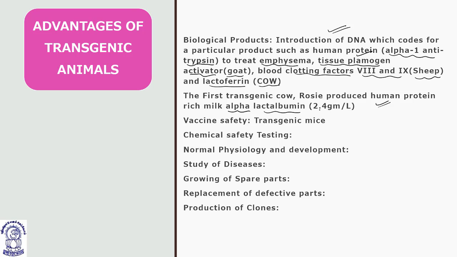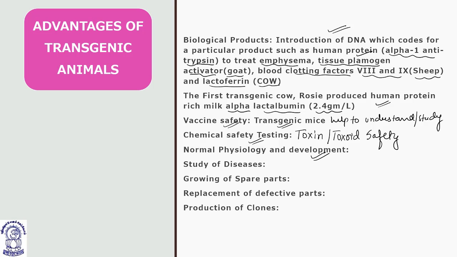The first transgenic cow, Rosie, produced human protein-rich milk, alpha-lactalbumin, having a maximum of 2.4 grams per liter. It helps to provide vaccine safety, like transgenic mice. They help to understand or study vaccine safety. It helps in chemical safety testing, like toxin or toxoid safety.